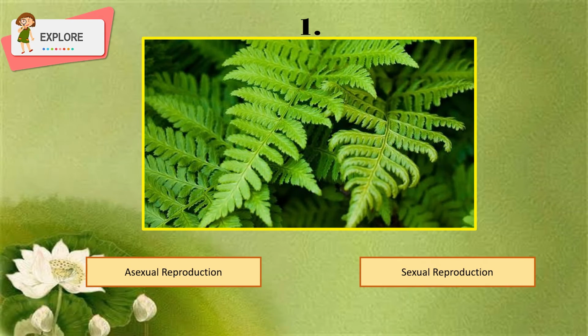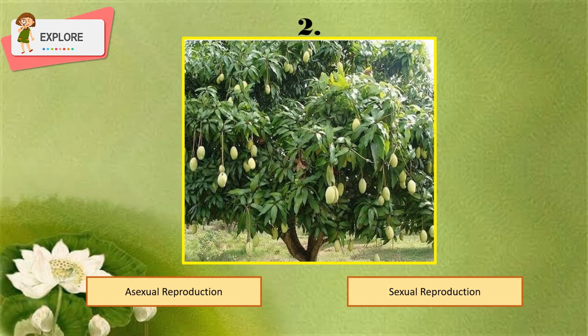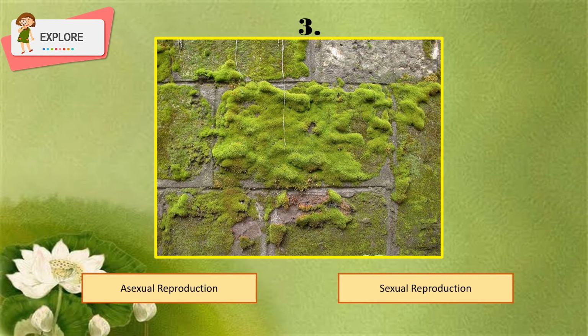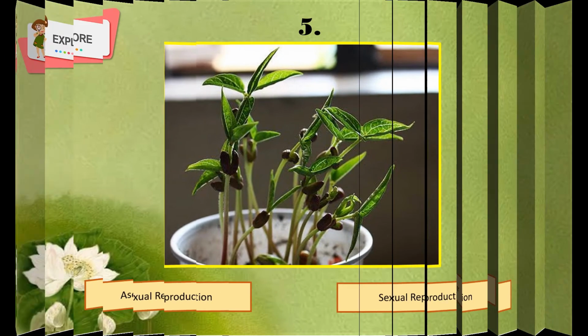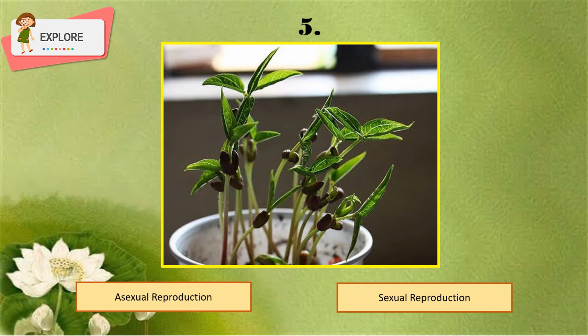Picture number 1. Is it asexual reproduction or sexual reproduction? Picture number 2. Asexual reproduction or sexual reproduction? Picture number 3. Is it asexual reproduction or sexual reproduction? Picture number 4. Asexual reproduction or sexual reproduction? Picture number 5. Asexual reproduction or sexual reproduction?